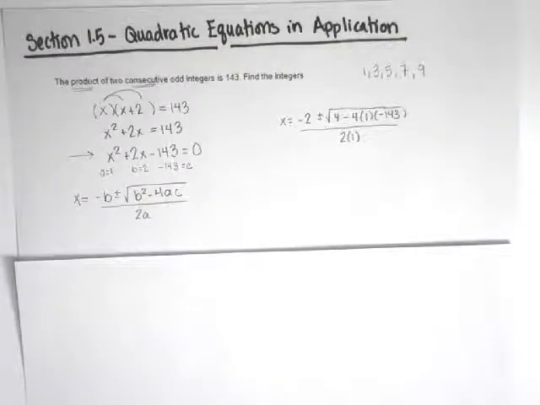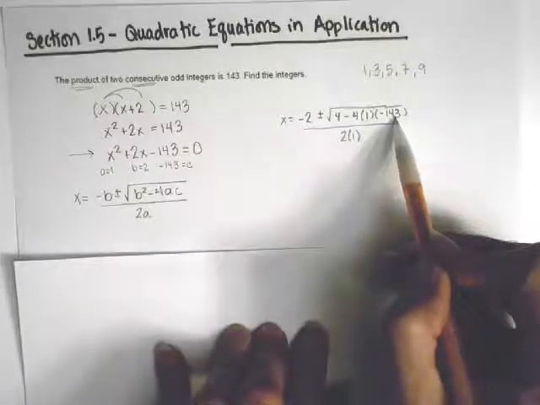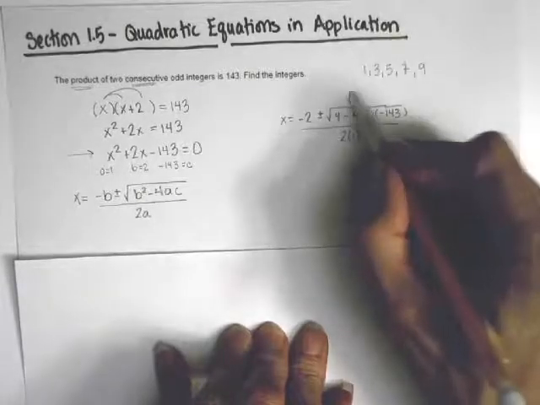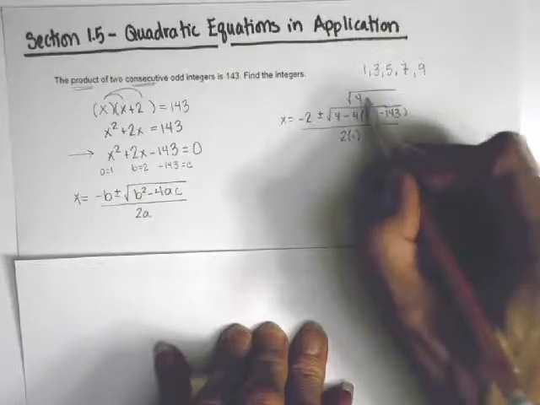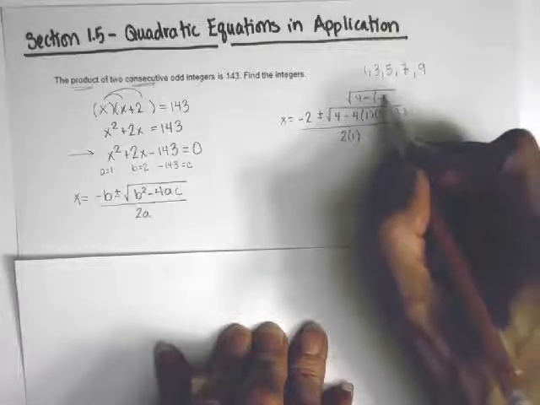I can simplify the inside of this by taking negative 4 times 143, negative 143. So if I take 4 times 1 times 143, I get negative 572. So this is the square root of 4 minus negative 572.